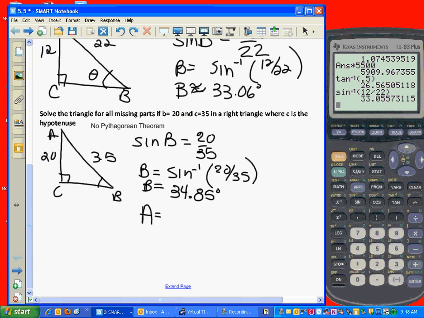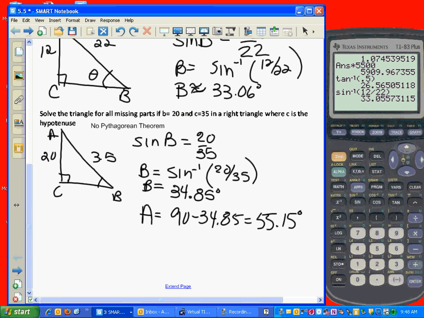Well, let's do it easily. If this is 90, don't these two have to be 90? Right? If C is 90 degrees, then the other two angles have to add up to 90 also. Would you agree? Okay. So then I'm going to say A is equal to 90 minus 34.85, which is about what? 55.15 degrees.